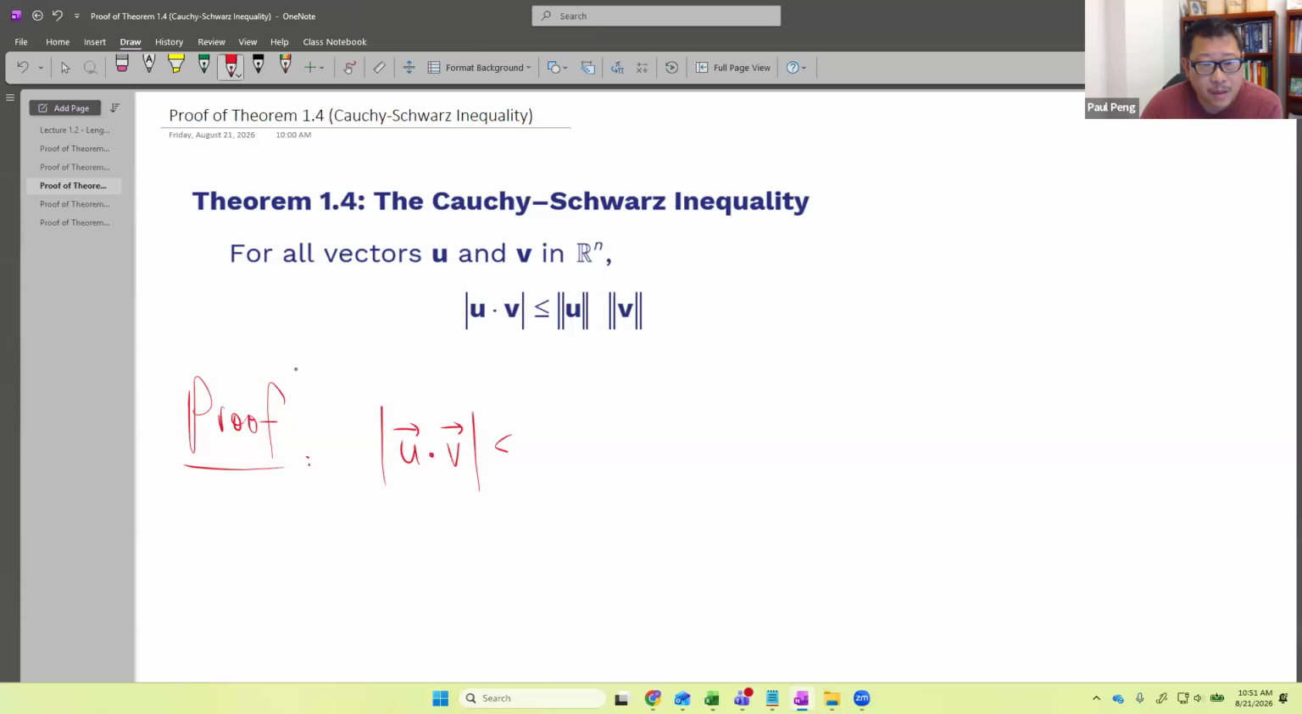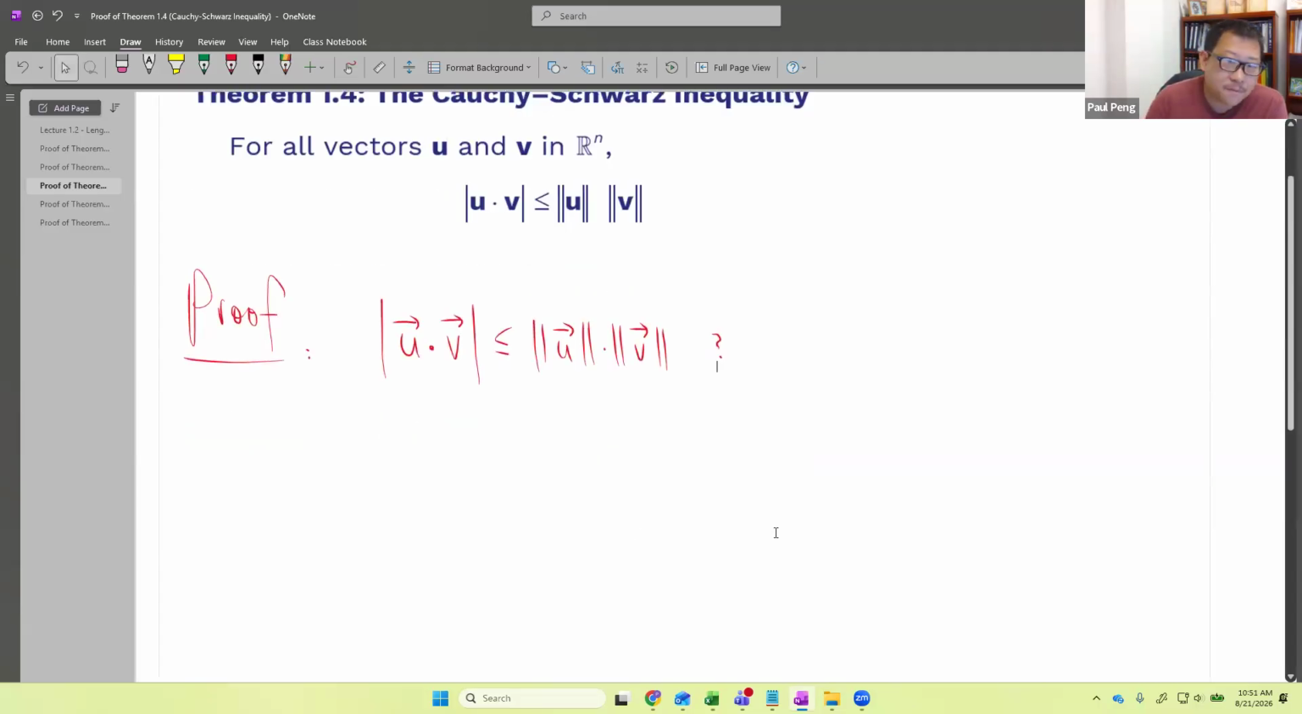Our purpose is to show that the left side is less than or equal to the right. We can multiply by 4 on both sides. Equivalently, let's square it: square the left, square the right, and then multiply by 4.